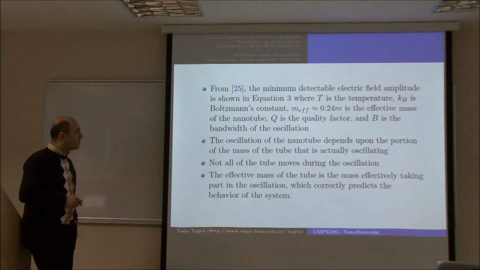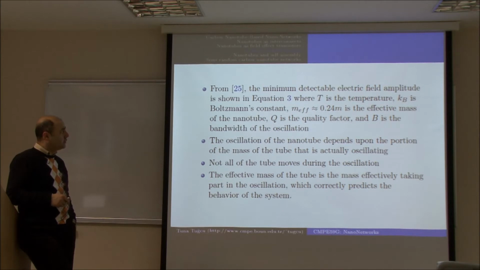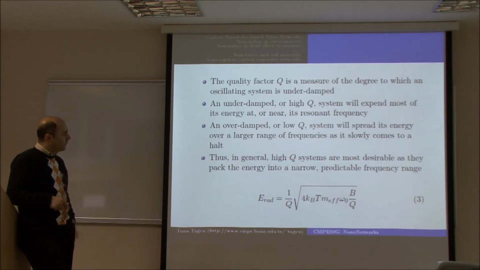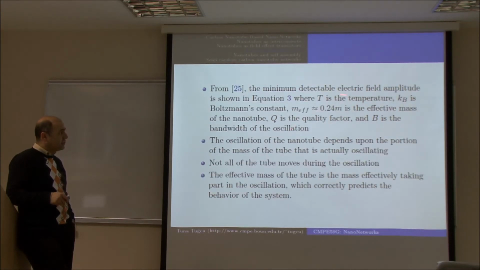So from reference 25, we know that the minimum detectable electric field amplitude is shown in the equation which has fallen into the following slide here, where T is the temperature, k is the Boltzmann constant, as you know, m is the effective mass of the carbon nanotube, Q is the quality factor, and B is finally the bandwidth of the oscillation. Okay?